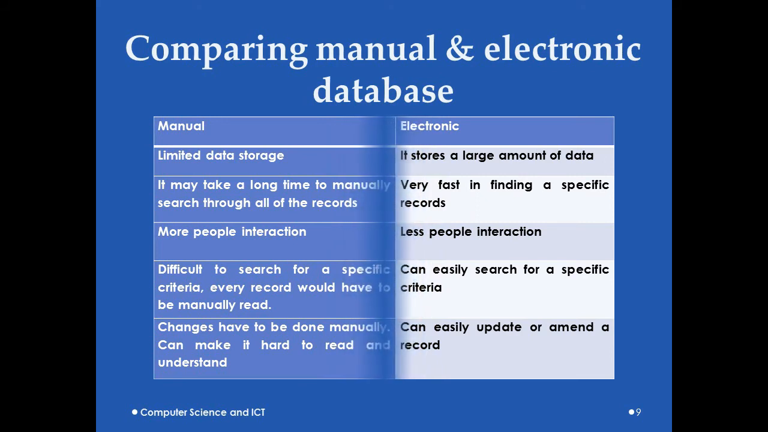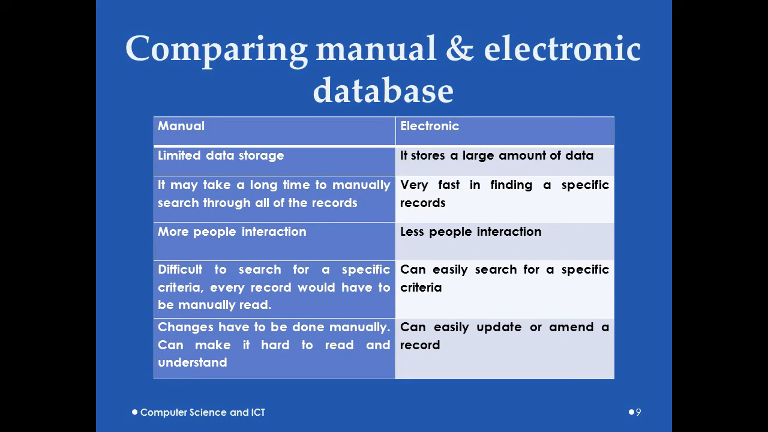Then again, when we compare, more people can interact in manual databases. But when it comes to electronic database, it's not like that. By using less people interaction, you can complete the work, right? In manual database, it is difficult to search for a specific criteria. Every record would have to be manually read. You can easily search for a specific criteria in electronic database.